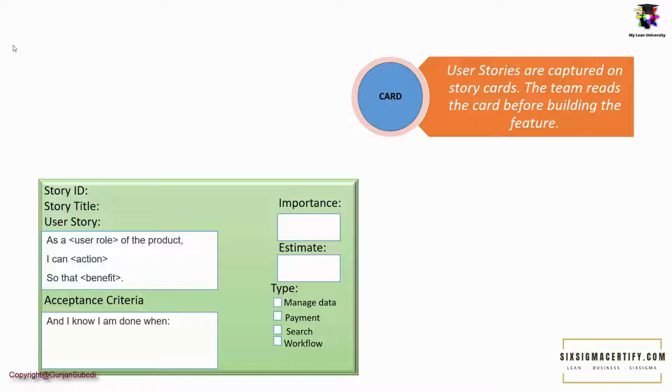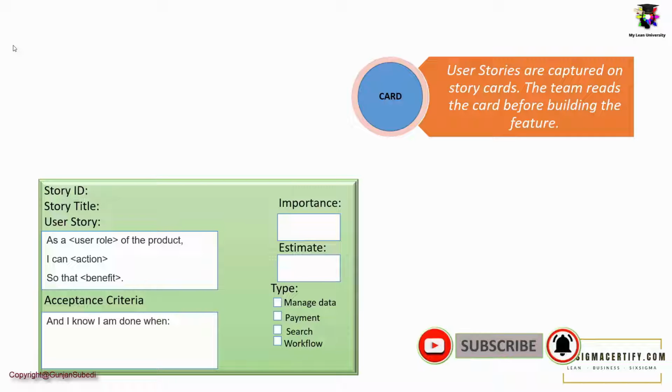It acknowledges that the customer and the team will be discovering the underlying business or system needs through the conversation, or say collaboration, as they are working on it. The card usually follows a format similar to the one below. As a user role of the product, I can action so that benefit.